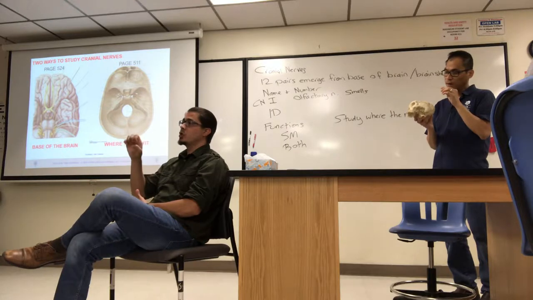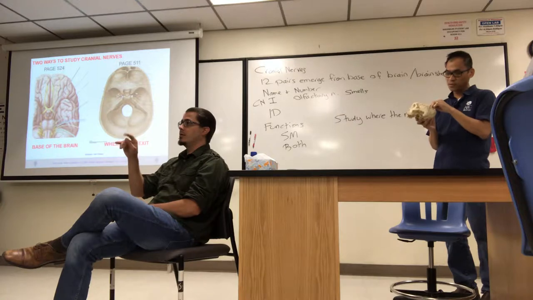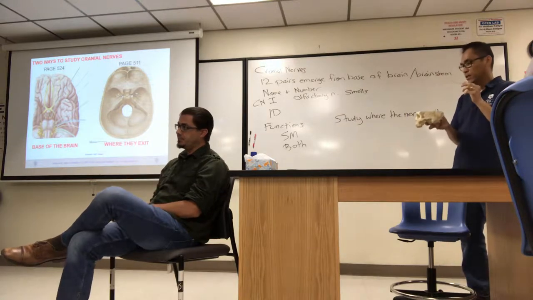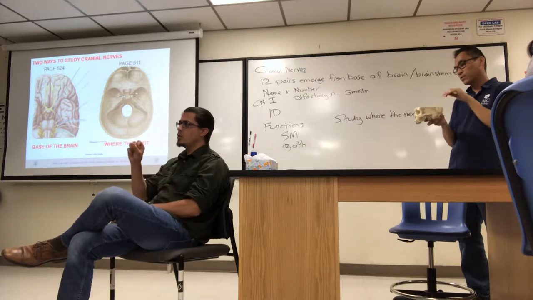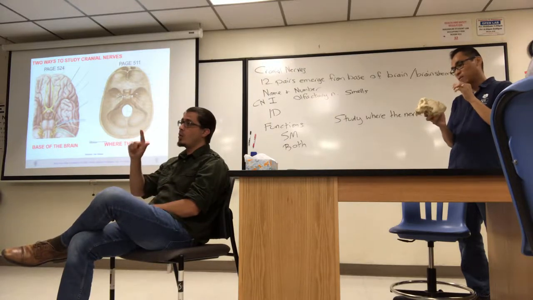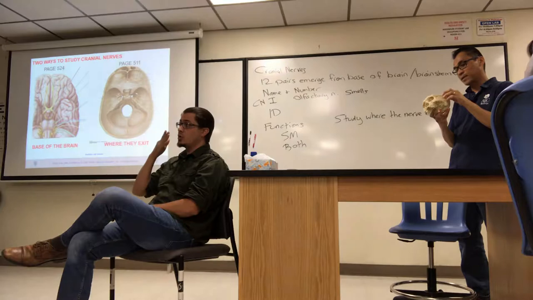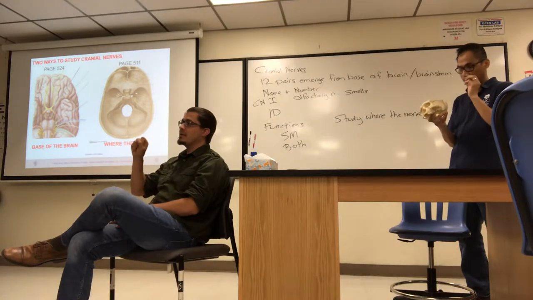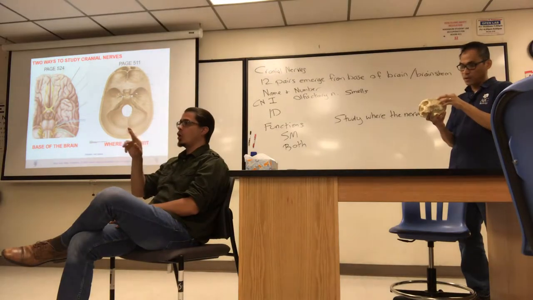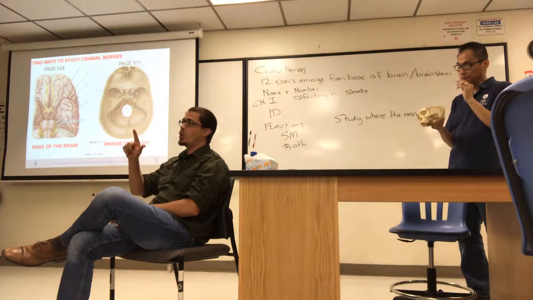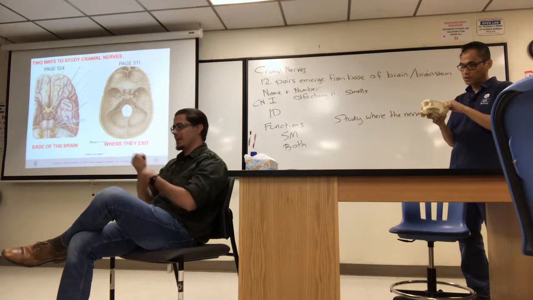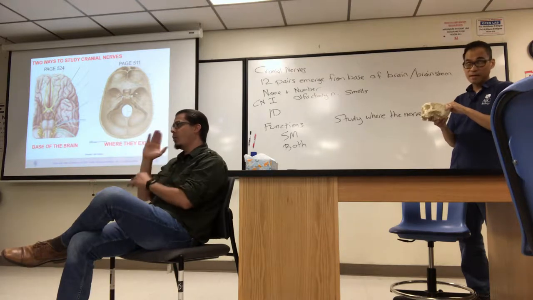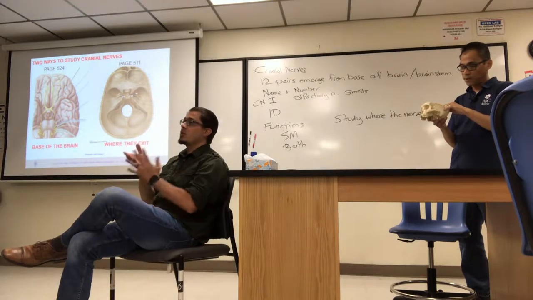V2, maxillary, exits through foramen rotundum. And V3, mandibular, exits through foramen ovale. 6 is abducens, it also exits through superior orbital fissure. 7 is facial, exits internal acoustic meatus. And so is 8, the vestibulocochlear nerve exits through internal acoustic meatus. Cranial nerve 9, glossopharyngeal, exits through jugular foramen. 10, vagus, exits through jugular foramen.